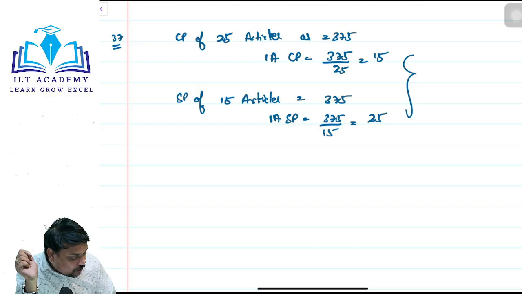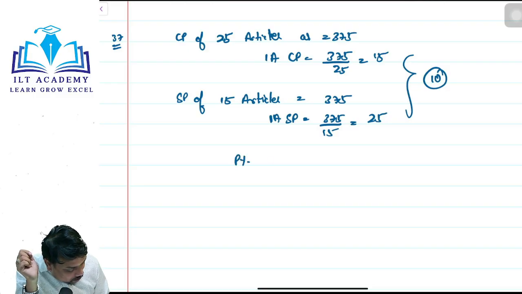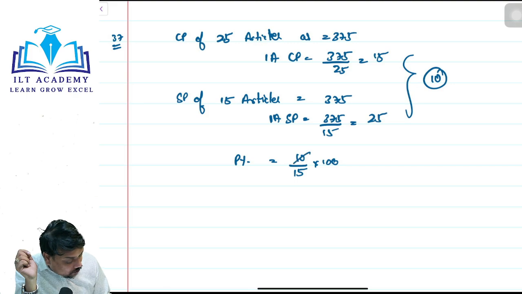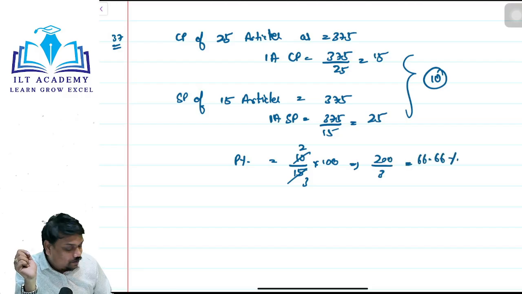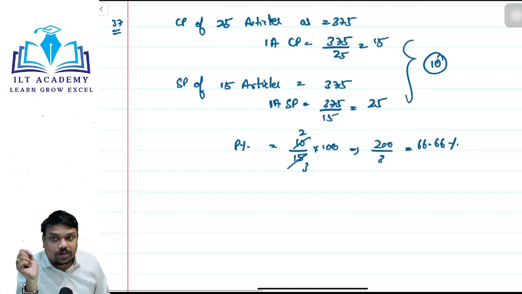Now difference is profit. 25 minus 15 is what? 10. So profit percentage is equal to what? 10 divided by 15 into 100. 5 2s are 10, 5 3s are 15, 200 divided by 3, which is 66.66%. Like this. Any doubts, ma'am?